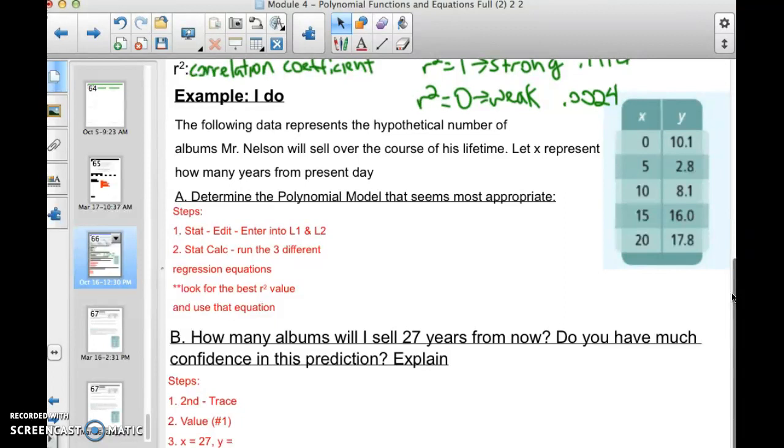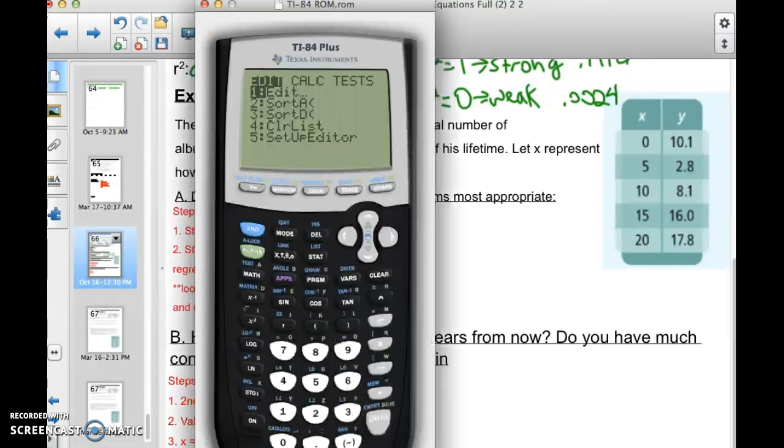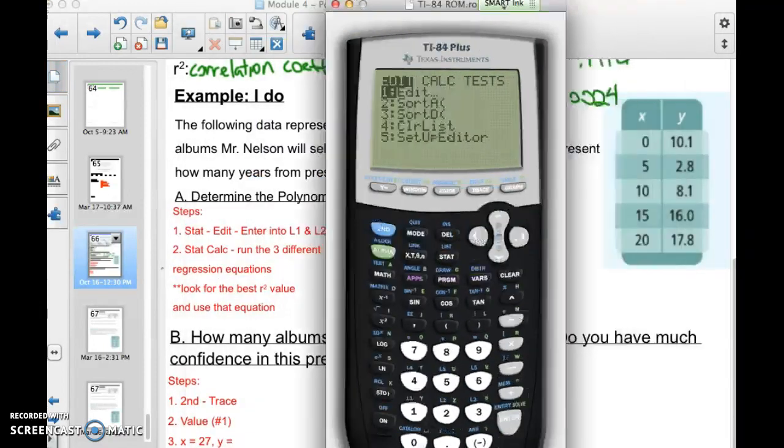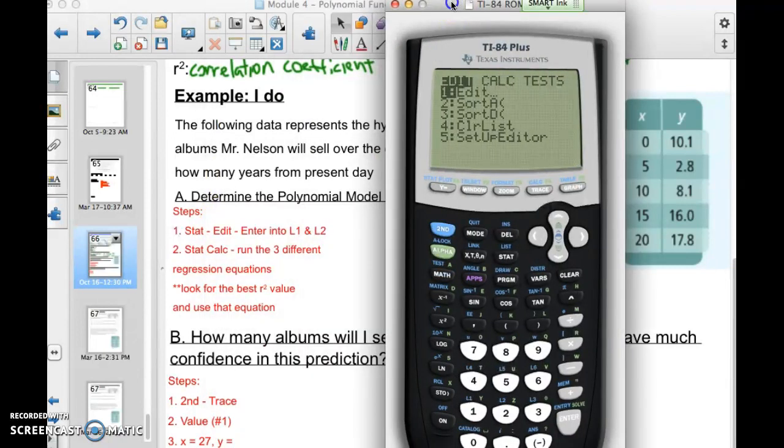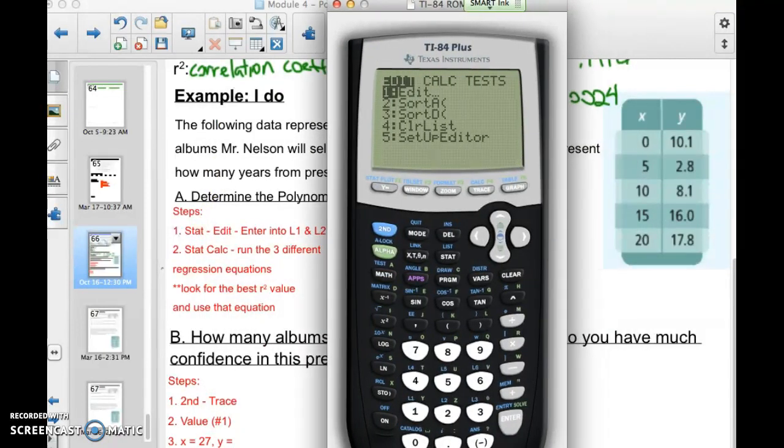All right? It says determine the polynomial model that seems most appropriate. That's the new learning in this process. Okay. So previous learning, let me bring up this calculator. We've worked with this calculator before. All right, so I put the steps in red. You're going to hit Stat, Edit, and then Enter into L1 and L2.